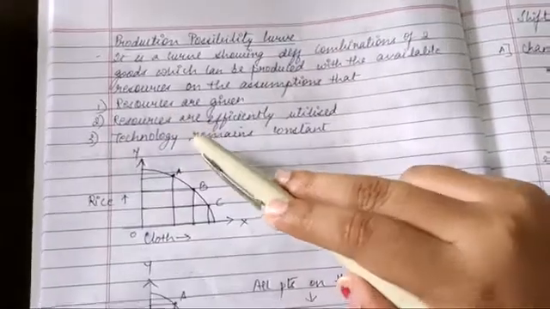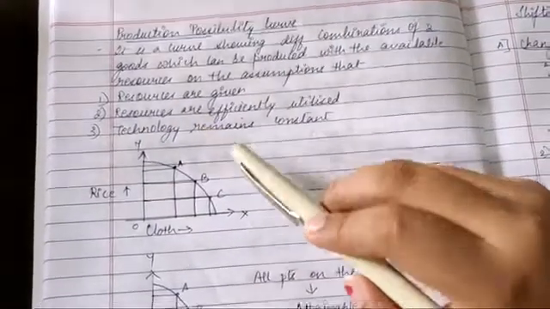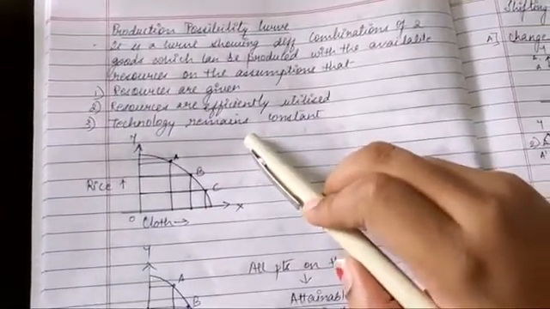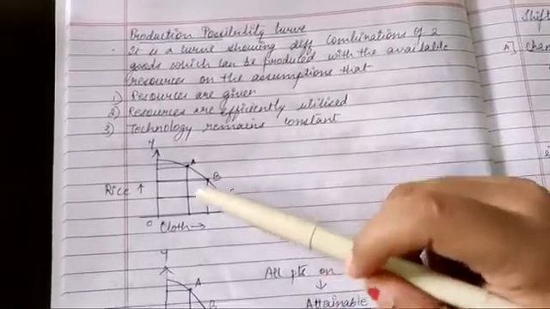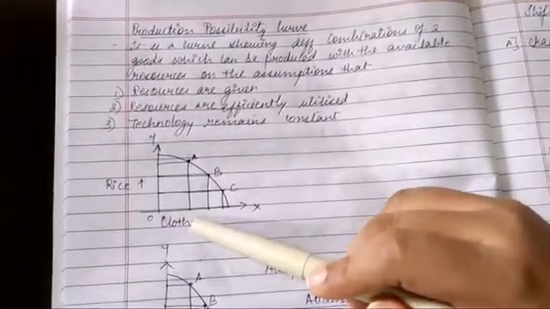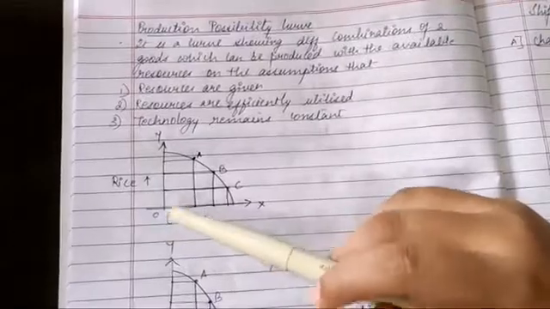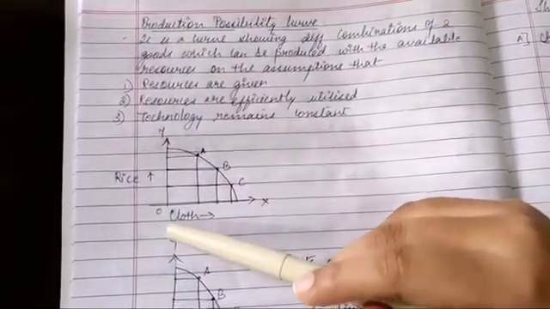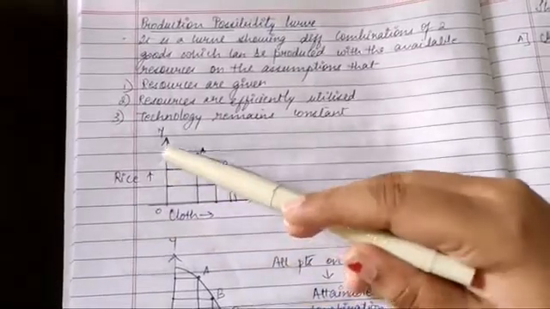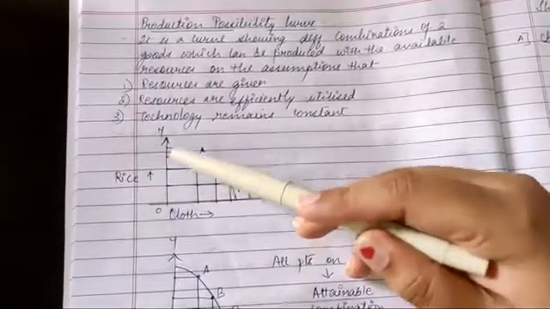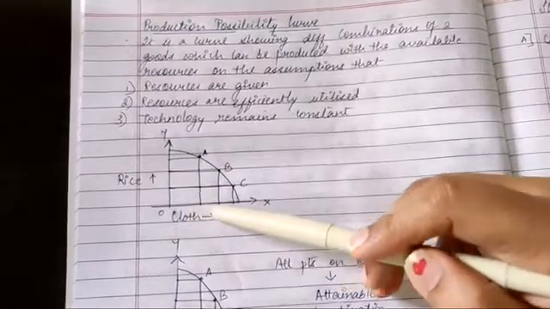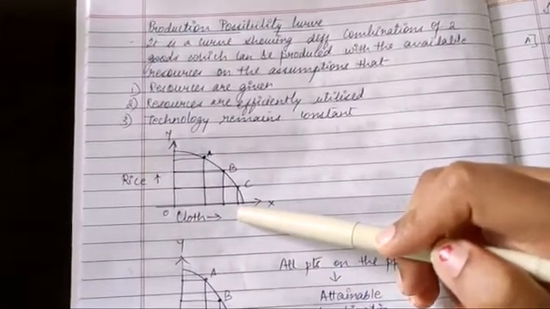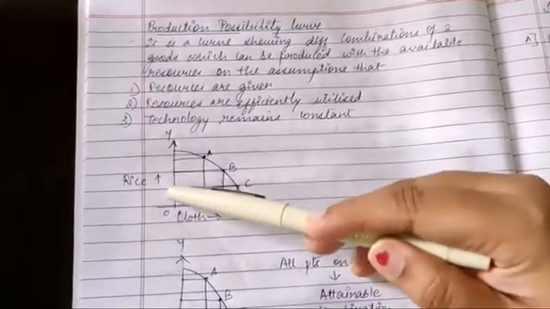What are the assumptions we need to keep in mind? Resources are given, resources are efficiently utilized, and technology should remain constant. Now, earlier in my graph, I have taken two different goods, rice and cloth, rice on the y-axis and cloth on the x-axis. So, if we produce more of cloth, the production of rice reduces. First, it was around 5, 10 and 15. And here 20, 15 and 10.